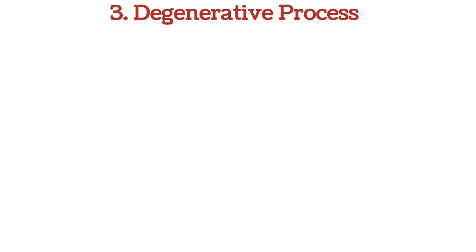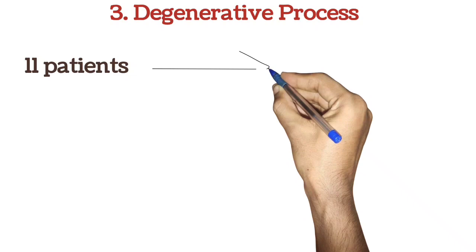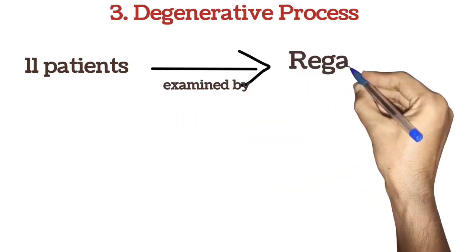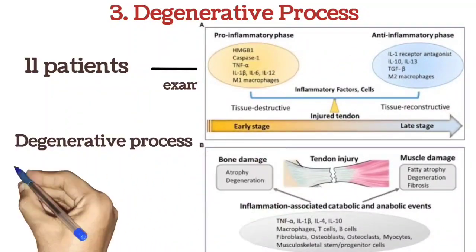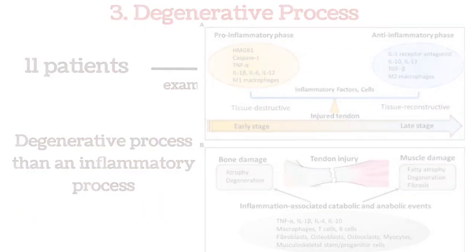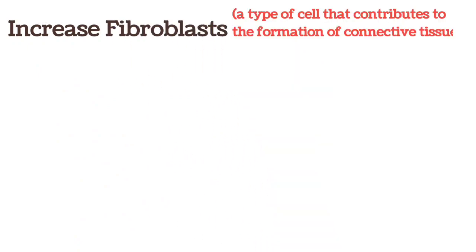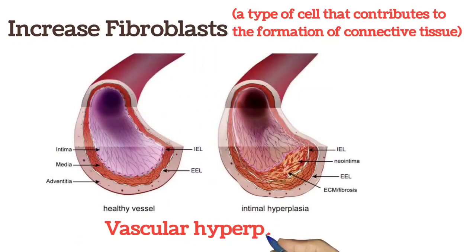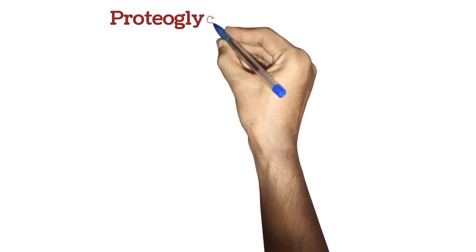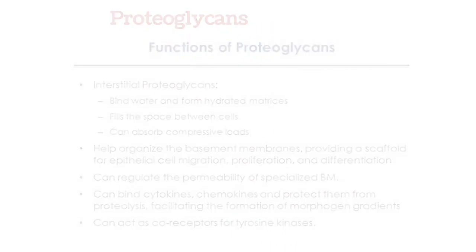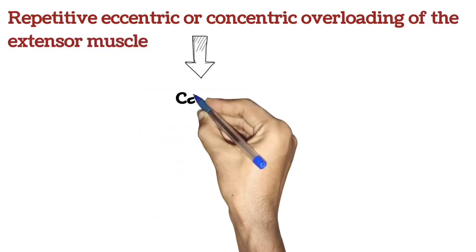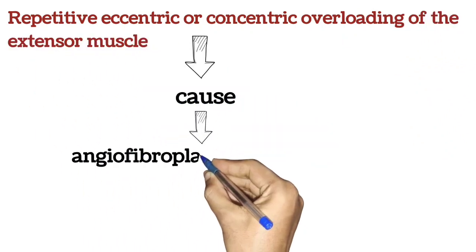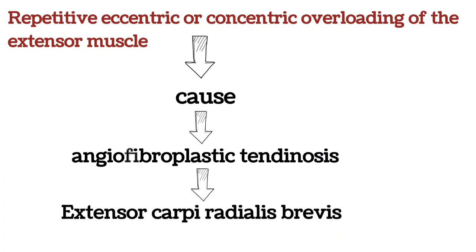3. Degenerative process. The histopathological features of 11 patients who had lateral elbow tendinopathy were examined by Regan et al. They determined that the cause of lateral elbow tendinopathy was more indicative of a degenerative process than an inflammatory process. The condition is degenerative with increased fibroblasts, vascular hyperplasia, proteoglycans and glycosaminoglycans, and disorganized and immature collagen. Repetitive eccentric or concentric overloading of the extensor muscle mass is thought to be the cause of this angiofibroblastic tendinosis of the extensor carpi radialis brevis.